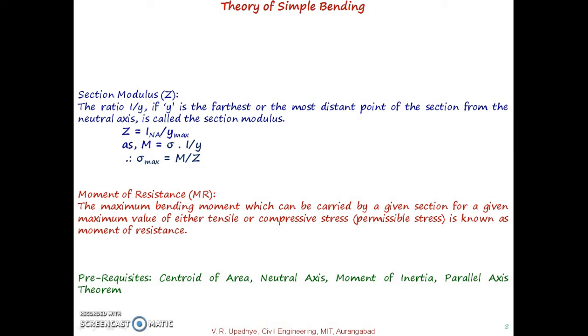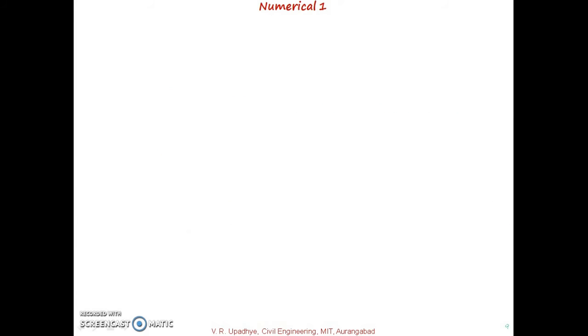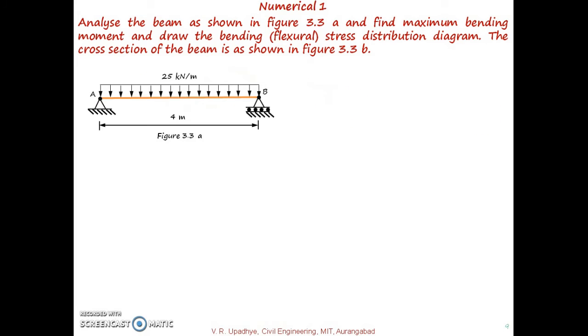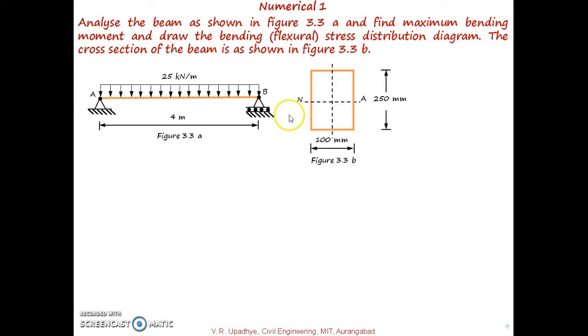With this discussion, we will go through one simple numerical, and the statement of the numerical is something like this. Analyze the beam as shown in figure 3.3a and find the maximum bending moment, and draw the bending stress distribution diagram, or it is also called the flexural stress distribution diagram. The cross section of the beam is as shown in this figure. So this is one diagram which is giving us the beam and the loading on the beam and the cross section. If we consider a section somewhere in between, then it is a rectangular section as shown in this second diagram.